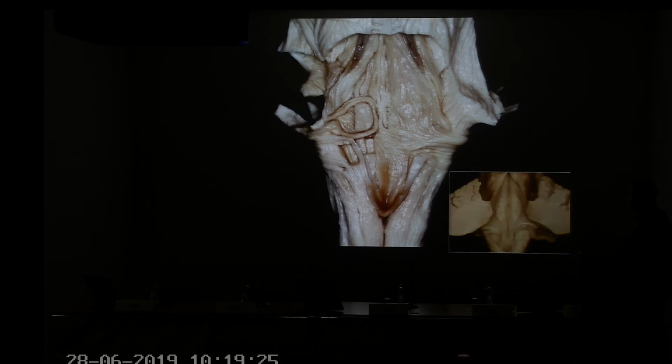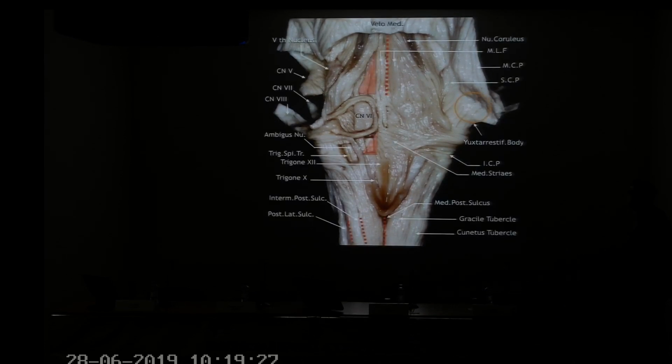Okay, main structures, it's okay, no matter. This is the point, safe entry point. Remember this slide, this is the safe entry point. This is another, smaller safe entry point, of course.